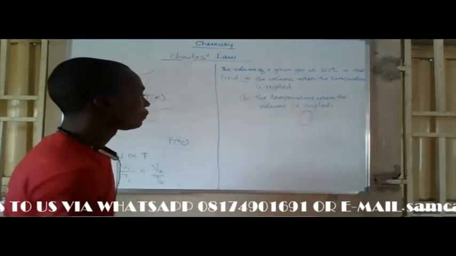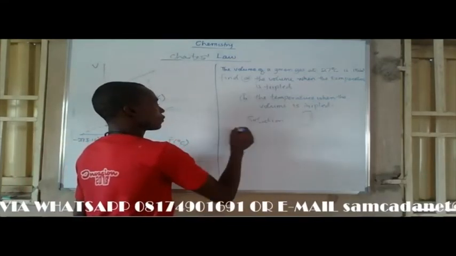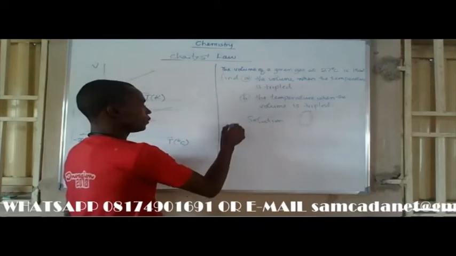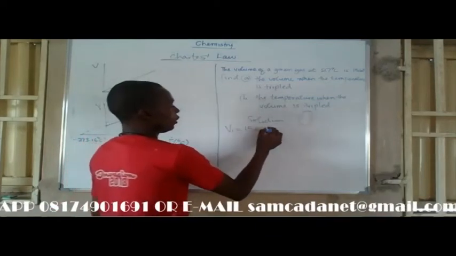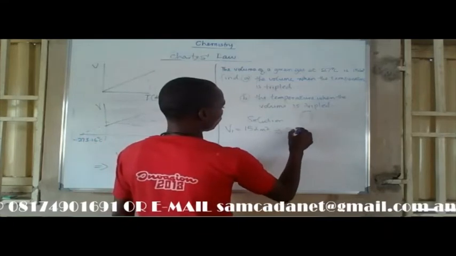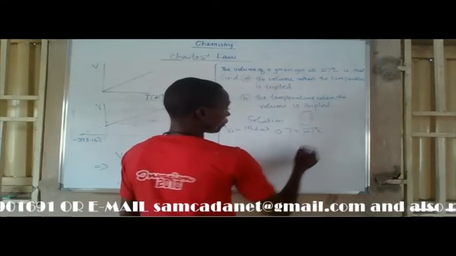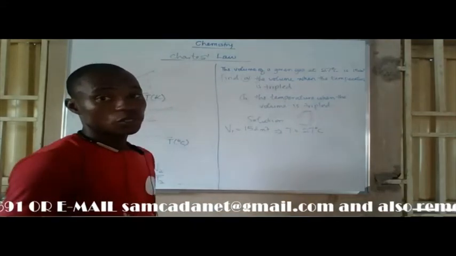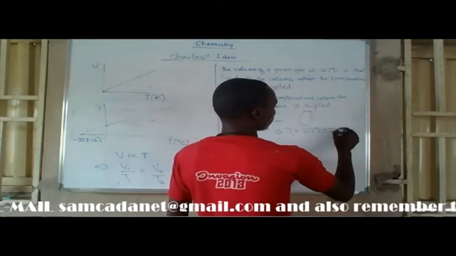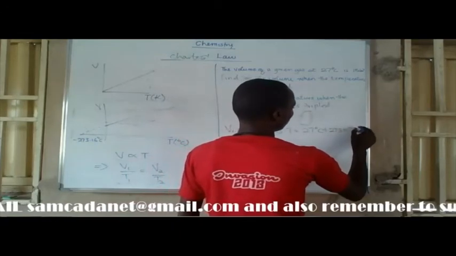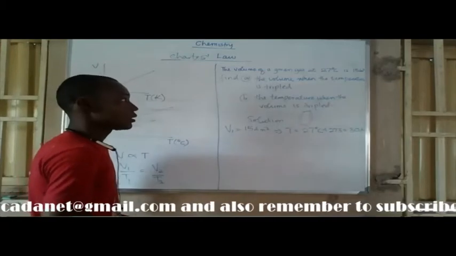Okay, solution. Our initial volume is 15 dm cube. Our initial temperature T is 27 degrees Celsius. The first thing we need to do is to convert it to Kelvin, so we simply add 273 to that, and that will give us 300 Kelvin. Now that we're taking note of that.